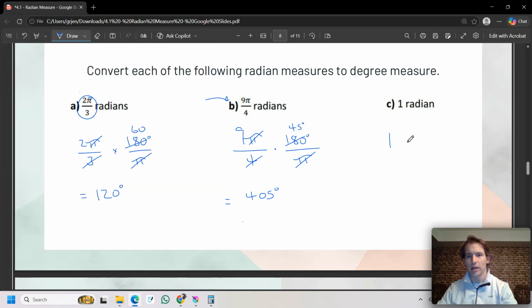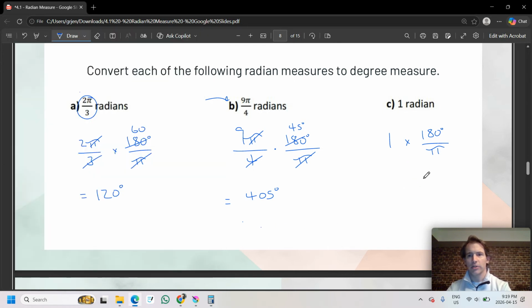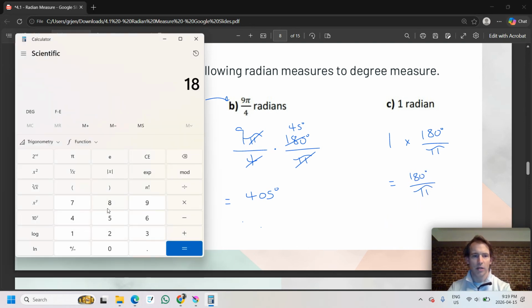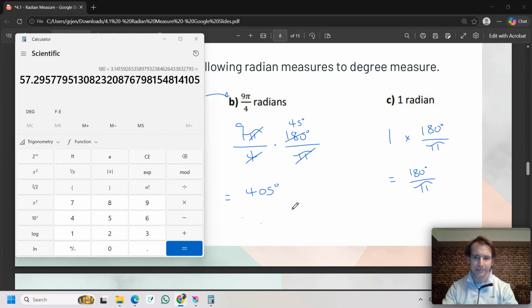So we have 1 times 180 degrees divided by pi. Oh, so that is it, actually. So degree measure is just equal to 180 degrees on pi. That's the exact value. And then if you want the approximate value, 180 divided by pi is 57 degrees. Very nearly 60, but not quite.